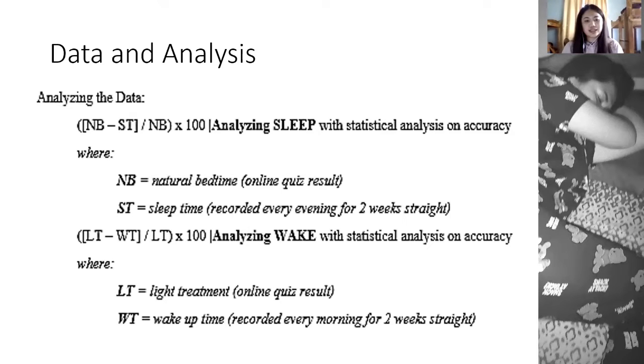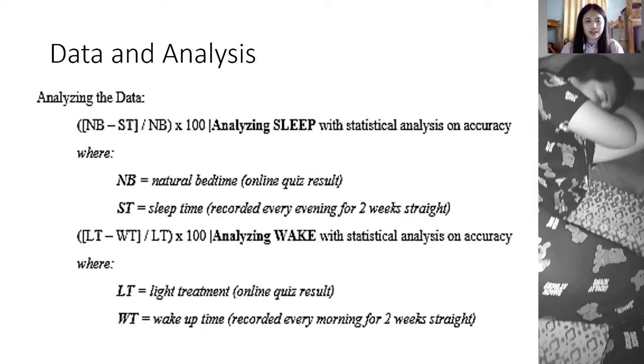Now, to analyze the data, we use a series of formulas. Analyzing sleep: NB minus ST over NB times 100, a statistical analysis on accuracy, where NB is the natural bedtime taken from the online quiz result. ST is the sleep time that was recorded every evening for 2 weeks straight.